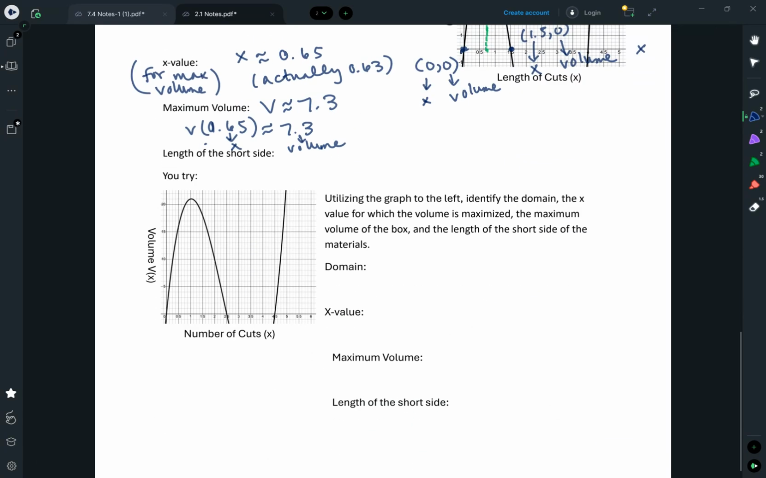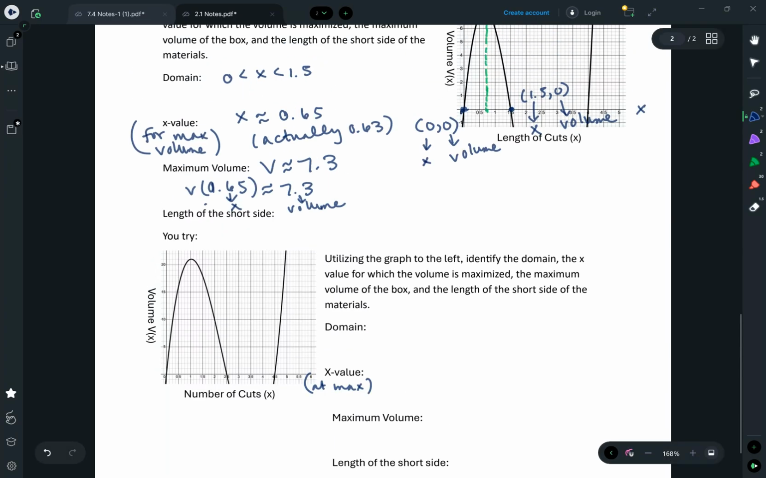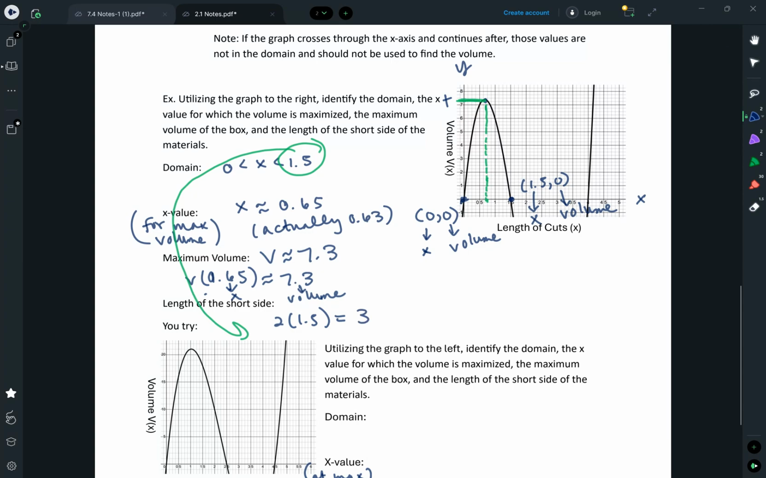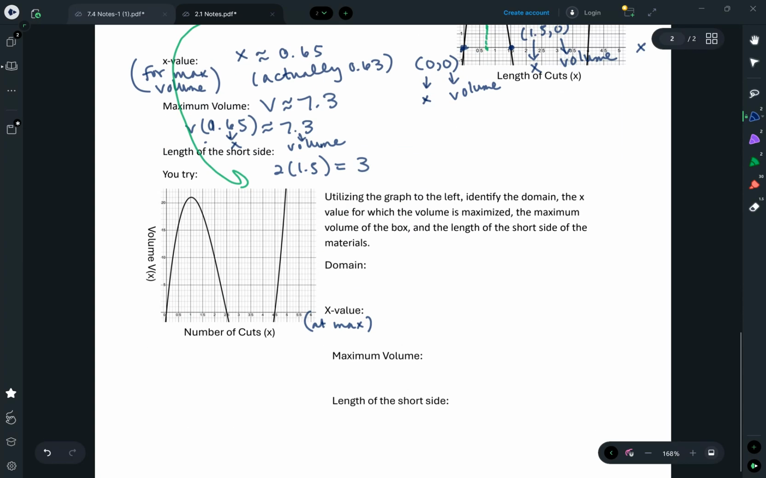So now we've got a new graph. You're going to come up with the domain, the x value at the maximum, the actual maximum volume, and then the length of the shorter side. I have one more here I didn't do. So the length of the shorter side, remember that comes from the domain. I cut the shorter side in half for that. So to figure out the shorter side, I would have to do 2 times 1.5 and make that 3. So it's just one more kind of cool thing we can find. All right, you're going to go ahead and try this one on your own, and then go back through and unpause it.